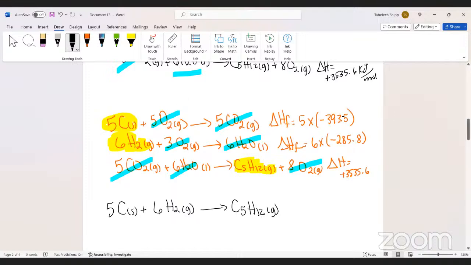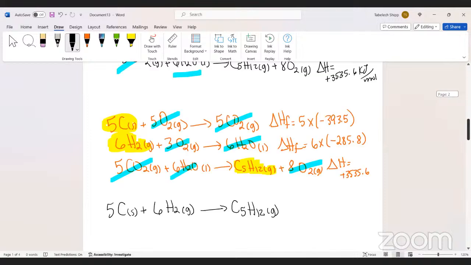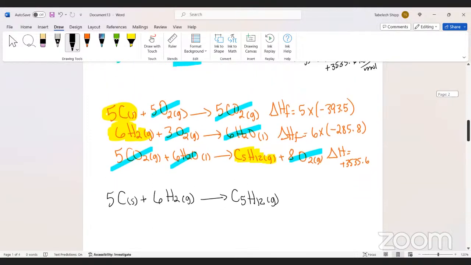And remember, this was the equation that we wanted. If you go back up here in orange, this is what we wanted. Let me zoom in so y'all can see. We wanted 5 carbons plus 6 hydrogens to give us C5H12. Now, let me zoom out. Why? Because I'm going to have to now show you how to get the final answer, the delta H of all of this information that we did before, okay? So let me show you guys what we're going to do.